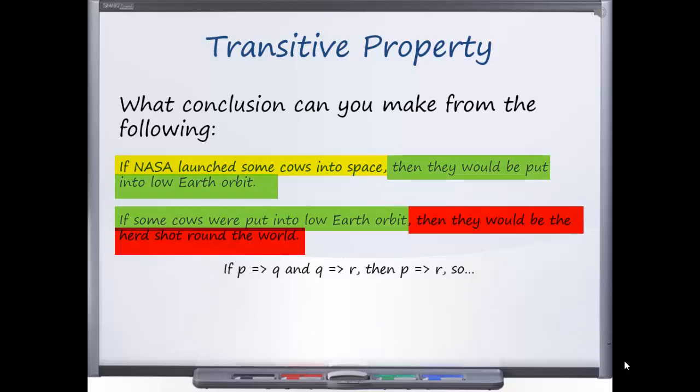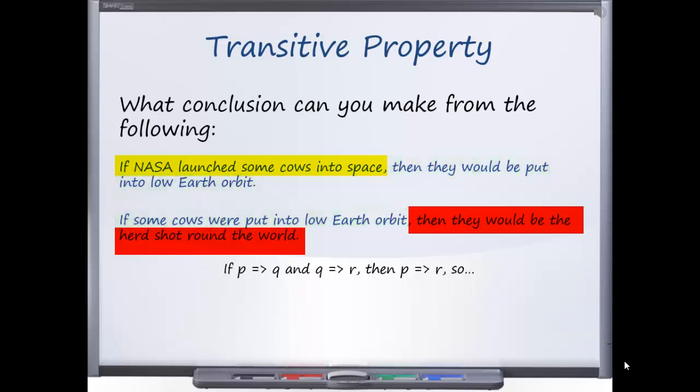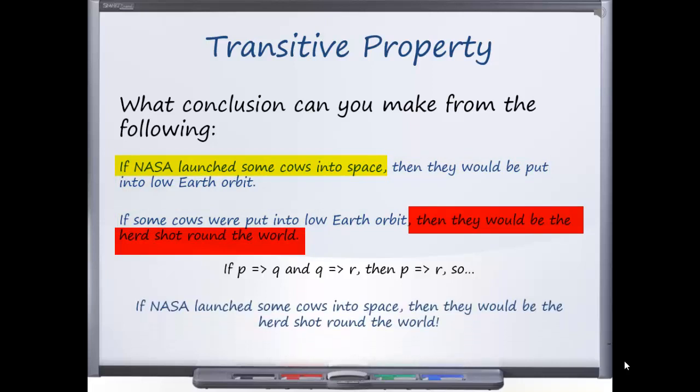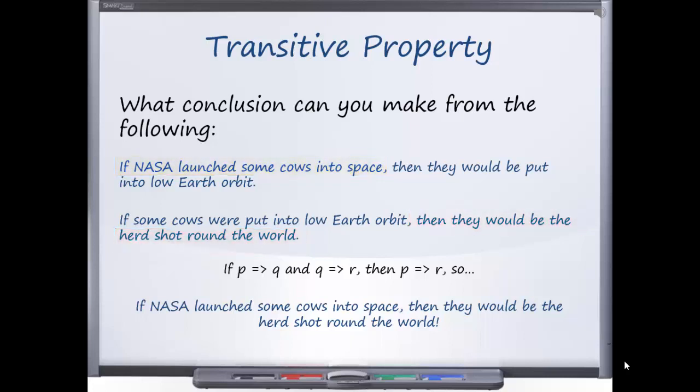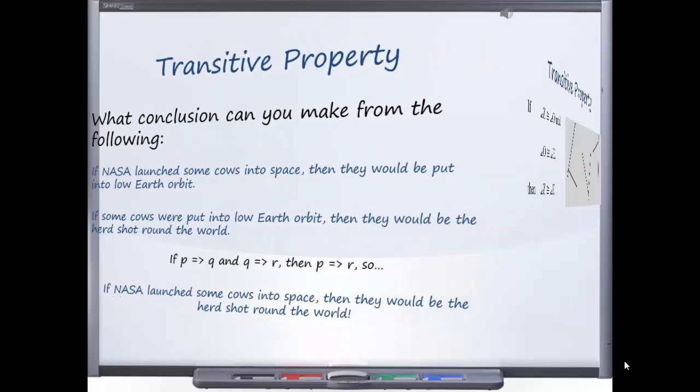And we remember from the chain of reasoning that if P implies Q and Q implies R, then P must imply R, assuming that the initial statement was true. So, if NASA launched some cows into space, then they would be the herd shot round the world. Well, this type of chain of reasoning applies when we're talking about congruent segments and angles, or the measures of segments and angles being congruent as well. And we call it the transitive property.